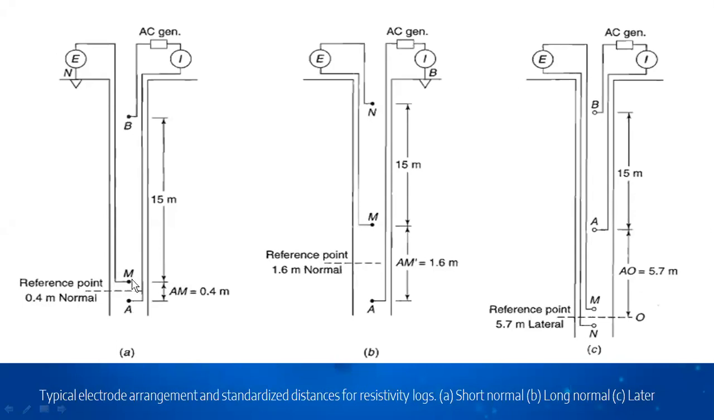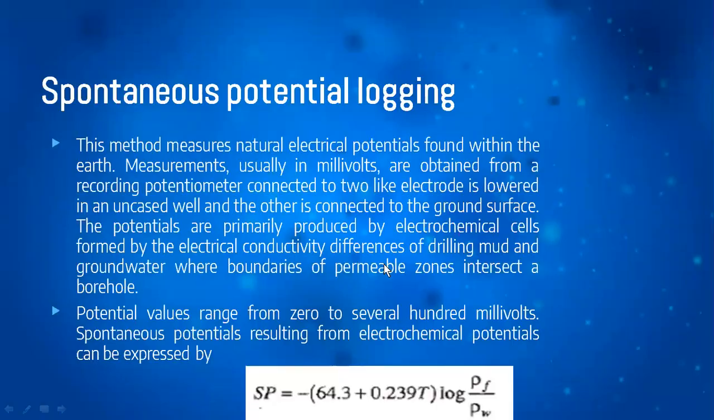So the space between A and M is very short, and for the long normal A and M is longer than this one. It is somewhat of a distance, and A0. So this is the electrical resistivity survey diagram.